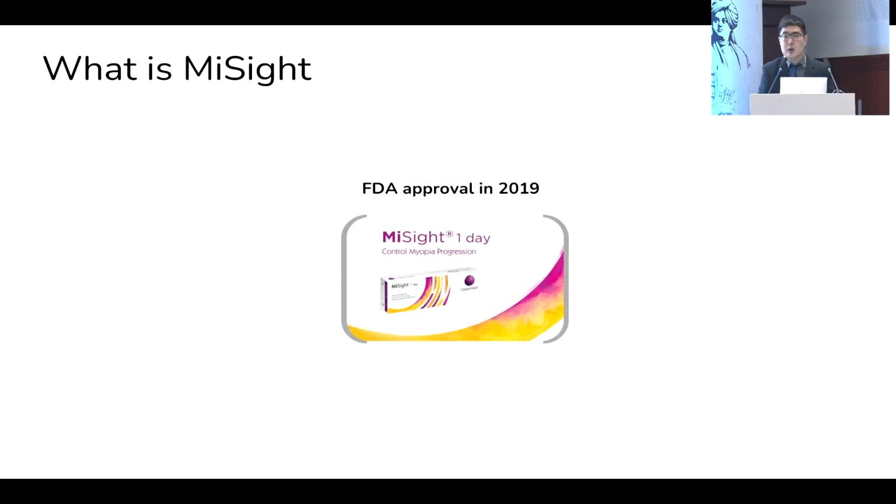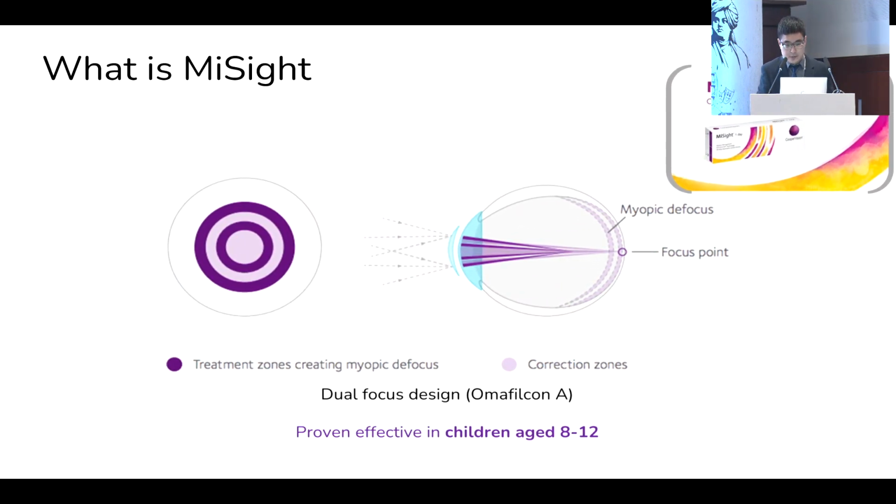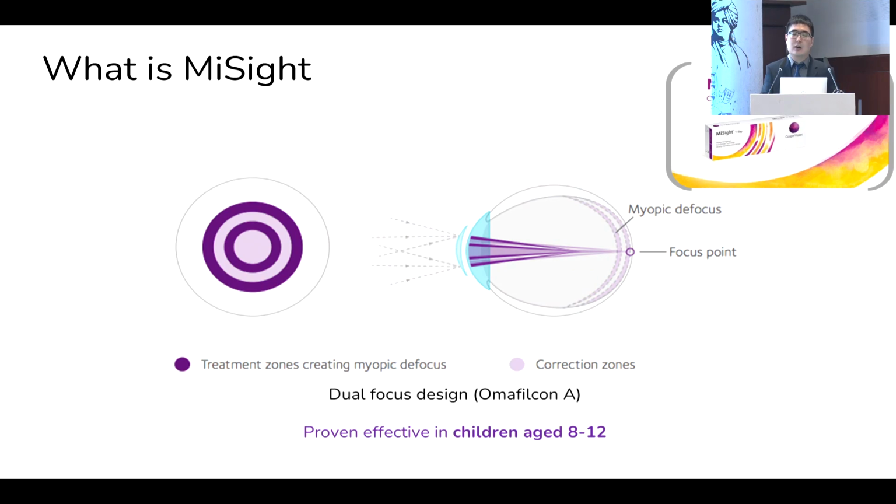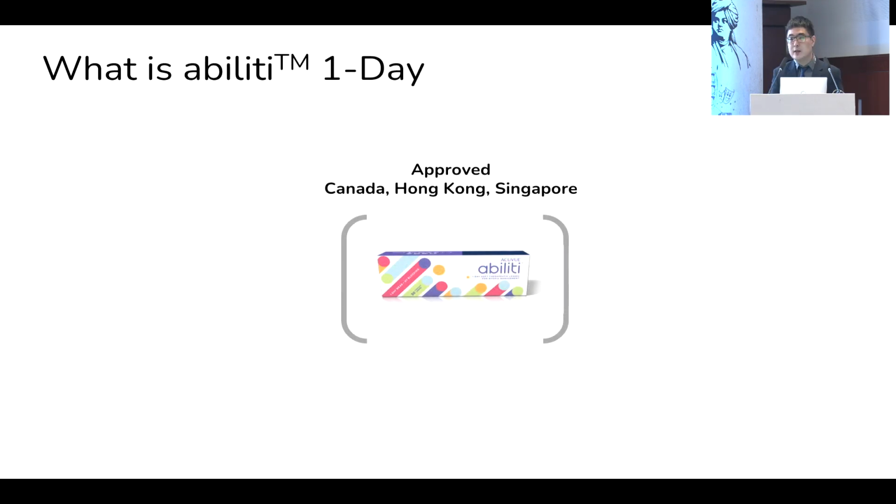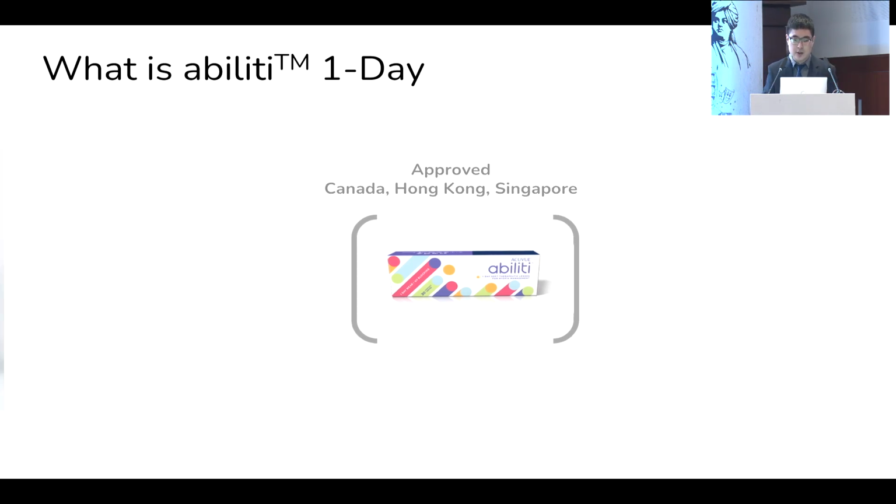So what's MiSight? MiSight is the first one that was approved by the FDA in 2019. They have these concentric rings that result in peripheral defocus to retard the progression of the myopia, right? So it's designed on a dual focus design, as compared to the Ability One Day, which is a slightly newer contact lens. Right now it's only approved for use in Canada, Hong Kong, and Singapore. So hopefully soon you'll be able to get it in India as well.